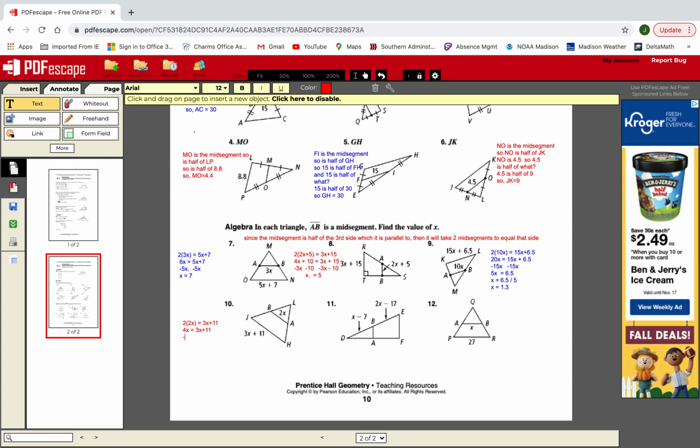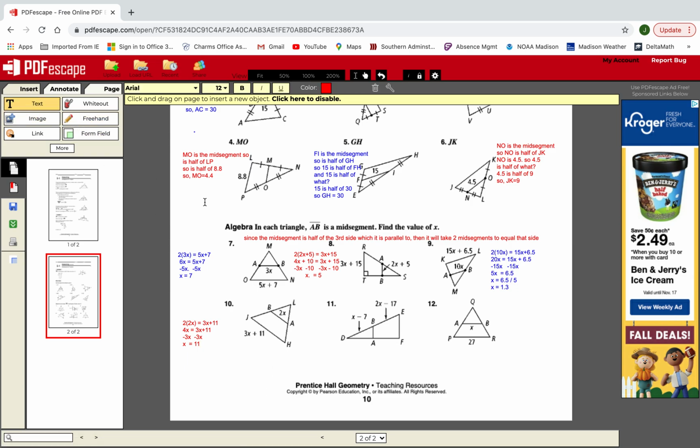So this is, again, just a 2-step algebra problem. I'm going to subtract 3x from both sides. On the left side, 4x minus 3x is just x. And on the right side, 3x minus 3x cancels out, and I have just 11 left. So x equals 11 on that one.